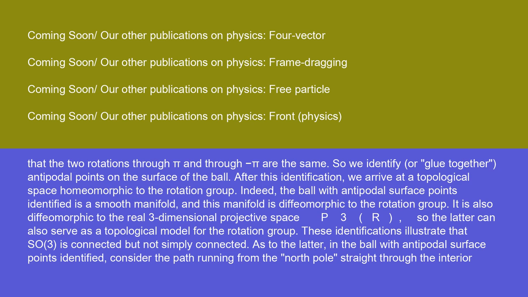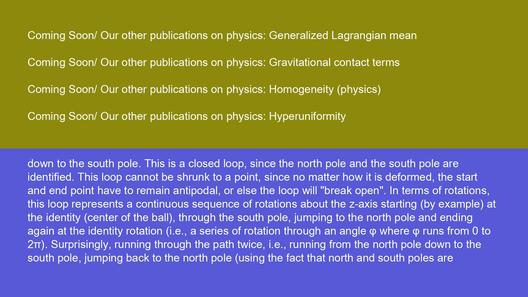As to the latter, in the ball with antipodal surface points identified, consider the path running from the North Pole straight through the interior, down to the South Pole. This is a closed loop since the North Pole and the South Pole are identified. This loop cannot be shrunk to a point, since no matter how it is deformed, the start and end point have to remain antipodal, or else the loop will break open.